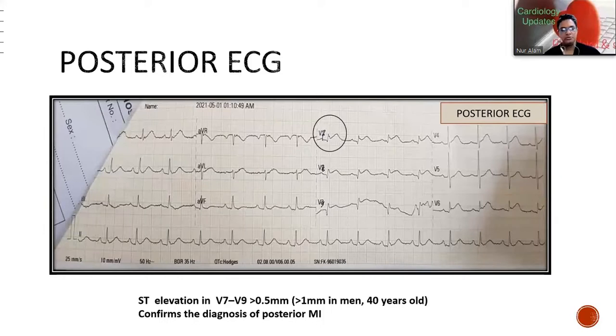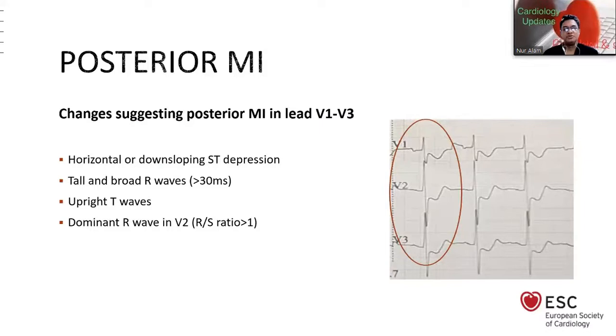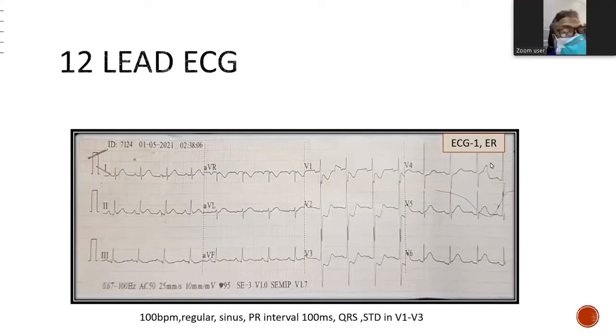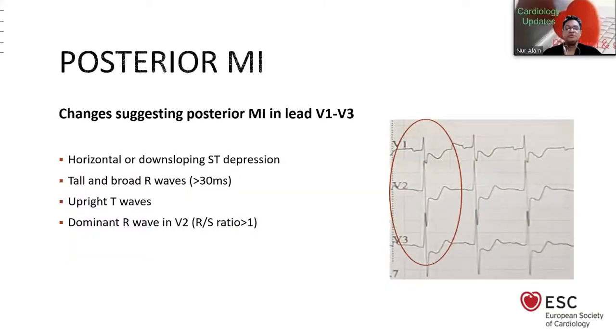one thing with Professor Azam sir. If you consider true posterior MI, we first have to detect one important point: there is tall R in V1. If you get tall R in V1, you must think that there might be a possibility of posterior MI. Then you can add what Azam sir said. First is tall R in V1. Then you can add ST depression and upright T. That mirror image will be the pathological cue, ST elevation and ST depression. So tall R in V1 is important.